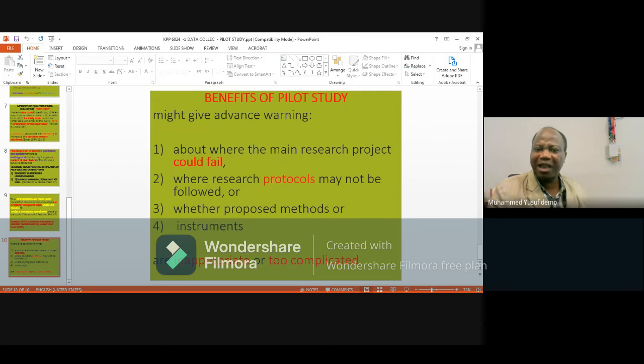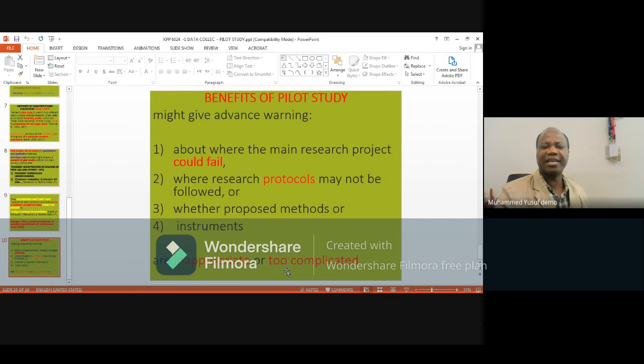You get the point? So therefore, by the time you do your pilot study, you will know where the main research project could fail. Then you will know where you need to relax the protocol. You get the point? Then you will know what are the appropriate terminologies to be used, and what are inappropriate terminologies to be used in your research. That's why you need to do a pilot study.